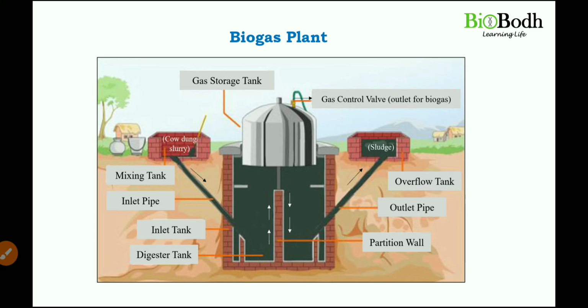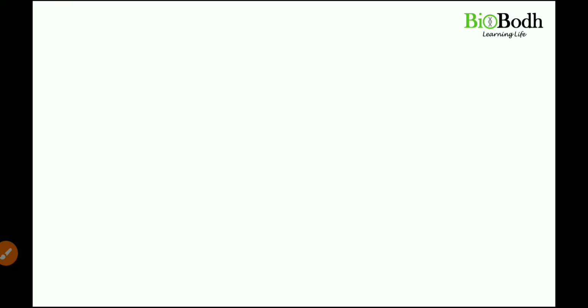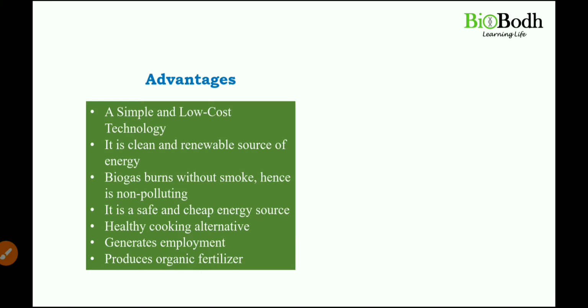Then it has a partition wall, and this digester tank is connected to the overflow tank by means of the outlet pipe. This overflow tank has the excess undigested material which can be used as a fertilizer. Now on the digester tank is situated the gas storage tank, where the biogas is collected, and it is fitted with the gas control valve and the outlet pipe. So this is the overall picture of a biogas plant and how biogas is produced. Then comes the advantages of biogas.